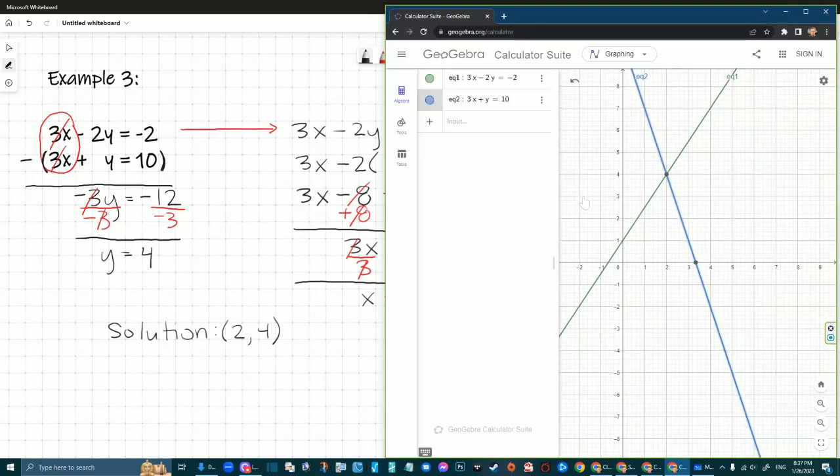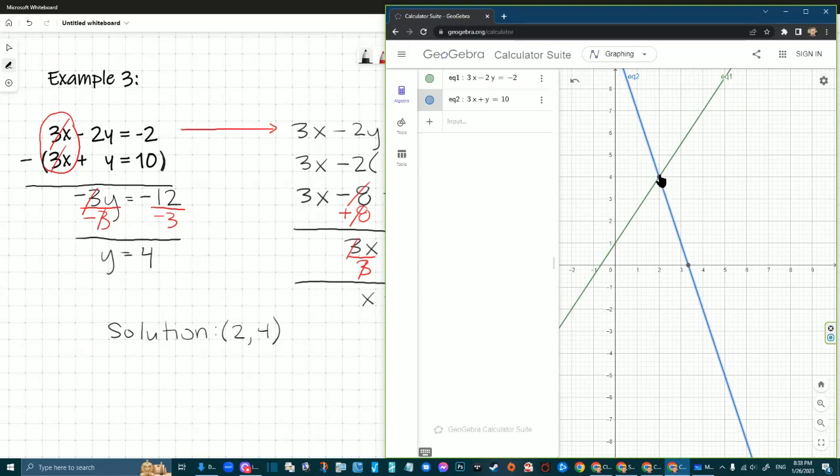So we can see our blue and green lines here. If I click on that point of intersection, we get 2, 4. So GeoGebra does in fact match the solution that we found, so we know we did that subtraction correctly.